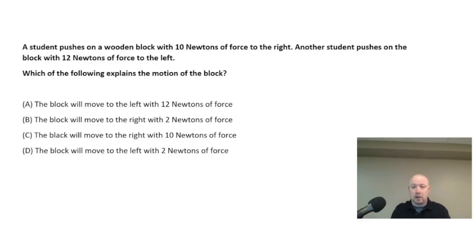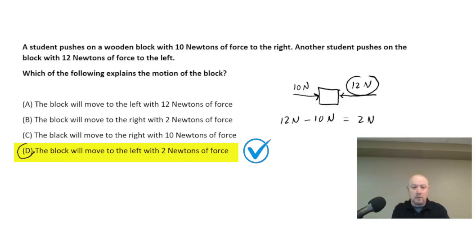All right, so let's make a picture here. So we have a block. We have one student pushing on it to the right with 10 newtons of force. We have another student pushing on it to the left with 12 newtons of force. Well, when we subtract the forces, if it is unbalanced, we're going to get movement of the block. So if we subtract 12 newtons minus 10 newtons, if that came out to 0 newtons, the block would not move. But this comes out to 2 newtons. And what's happening is the force of 12 is going to be more powerful than the 10 newton force. So the block is going to move to the left with 2 newtons of force.